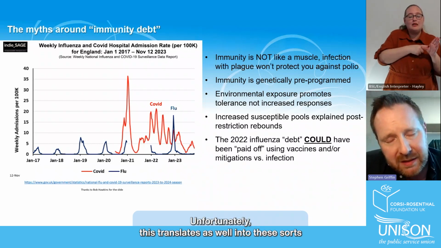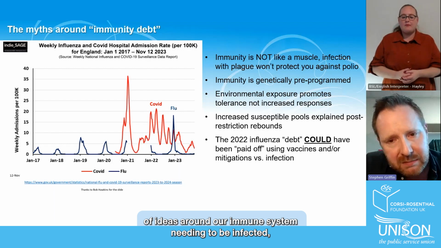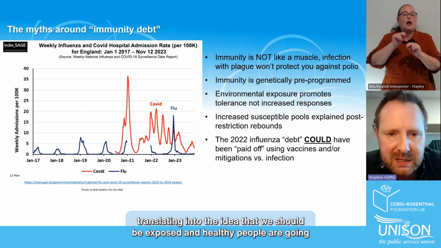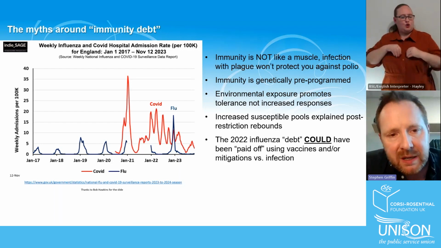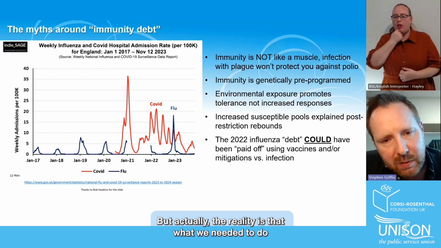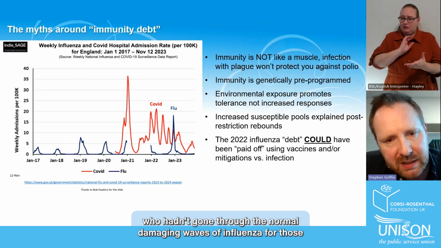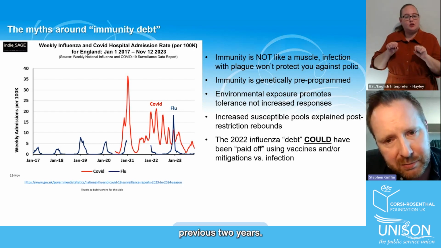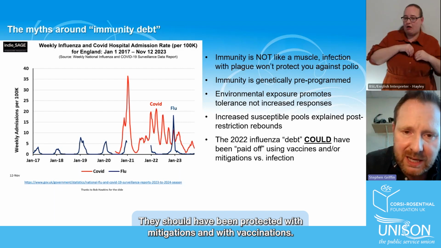Unfortunately, this translates as well into these sorts of ideas around our immune system needing to be infected, translating into the idea that we should be exposed and healthy people are going to be okay and vulnerable people aren't. But actually, the reality is that what we needed to do was protect those people who hadn't been exposed, who hadn't gone through the normal damaging waves of influenza for those previous 2 years. They should have been protected with mitigations and with vaccinations.